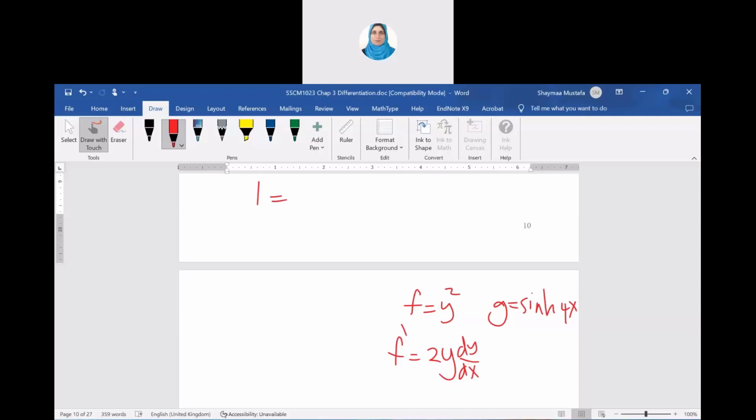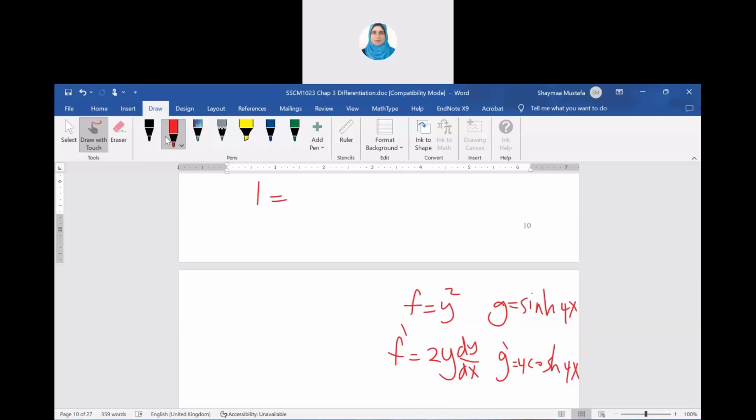Okay. Now the derivative for g, the derivative for sine is cosine. So you have cosine 4x multiplied by 4, because the derivative for 4x is 4. No need to multiply by dy over dx because the variable here is x and you find the derivative with respect to x. So if you have x, no need to multiply. If we find the derivative for y, you have to multiply by dy over dx.